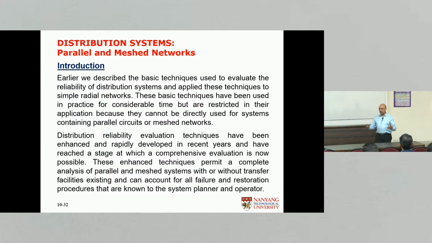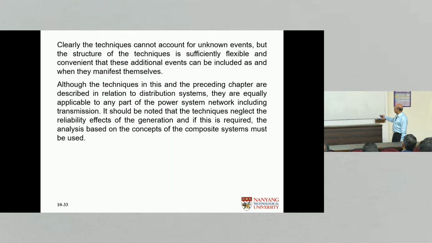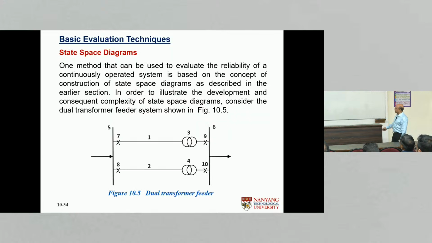So we have so far talked about radial systems. I thought I would also show you a little bit about how we deal with meshed systems and ring systems, yeah? So we have described the basic techniques for reliability of distribution techniques for simple radial networks. These techniques have been used for a very, very long time, but they are restricted in their application because you can't apply them to meshed networks or ring networks. So now we want to study techniques which we can use for ring networks, which are very useful to system planners and operators. So I will go through very quickly.